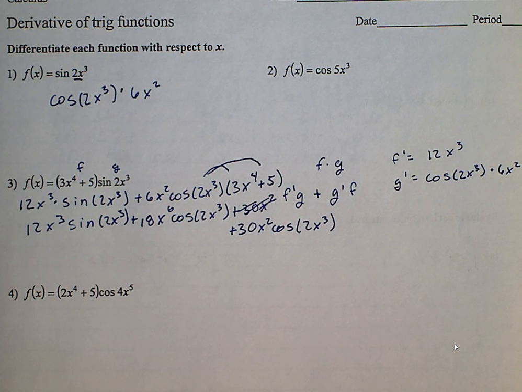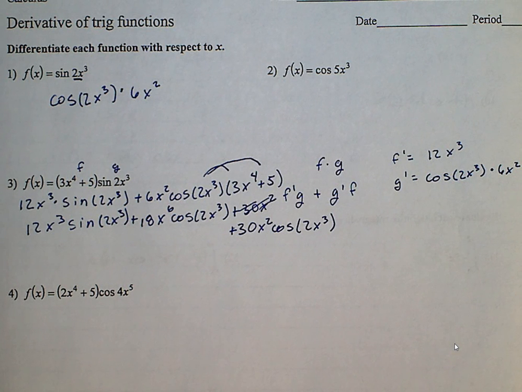Okay, so how I distributed that. Let's talk about it. So, number times number makes 18. x squared times x to the fourth makes x to the sixth. And then the cosine 2x cubed just tags along.